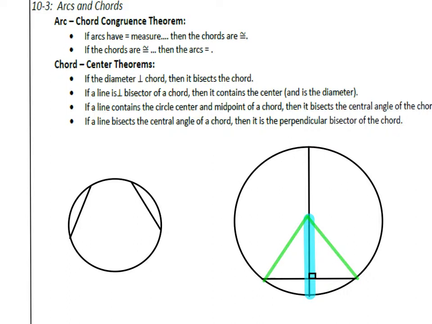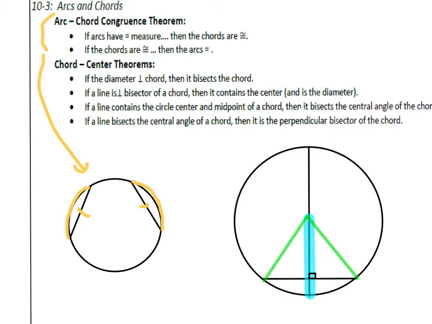I want to begin by going through a few of the definitions here on your note sheet. I'll start with the arc-chord congruence theorem. This is pretty straightforward. If arcs have equal measure, then the chords are congruent. We're looking at this circle right here, and I'm talking about this arc being equal to this arc. If those arcs are equal, then these chords are congruent.